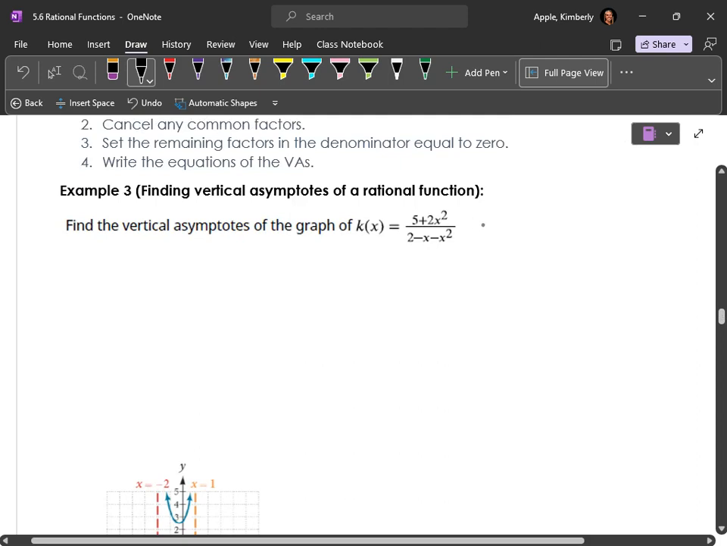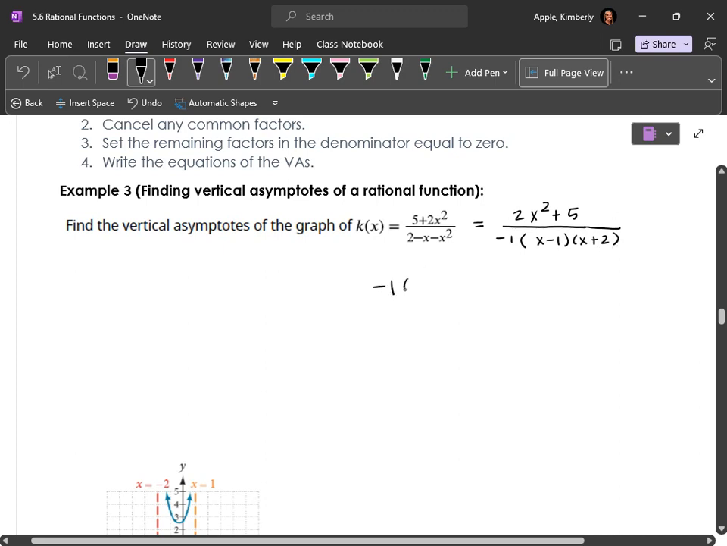The first thing we want to do is factor the numerator and the denominator. I'm going to assume that you've become pretty proficient at factoring, so I'm just going to go ahead and write the factored form of the bottom. You should have obtained (x minus 1)(x plus 2) as the denominator after factoring it. And we want to cancel any factors that cancel, and none do.